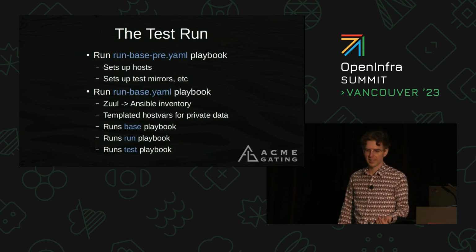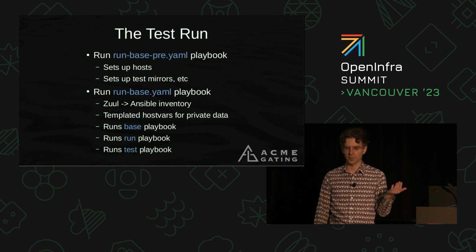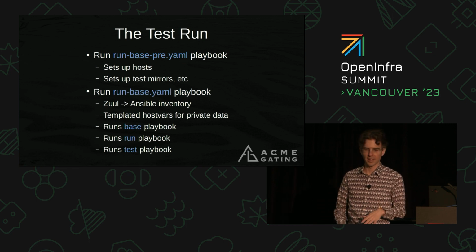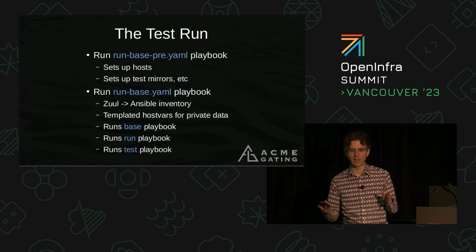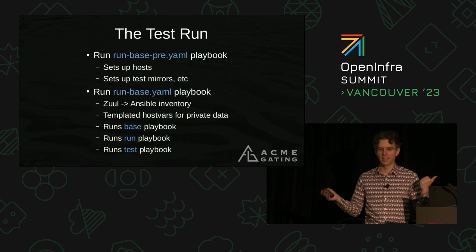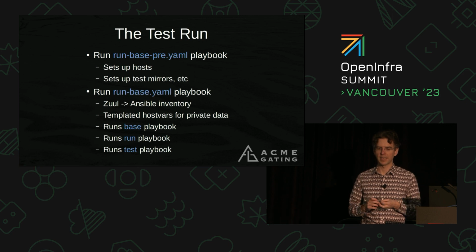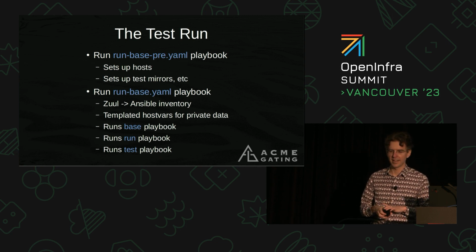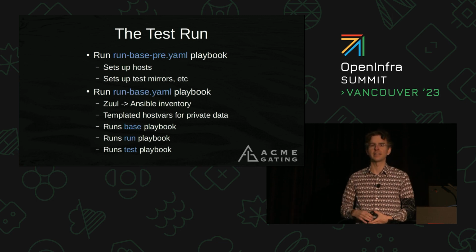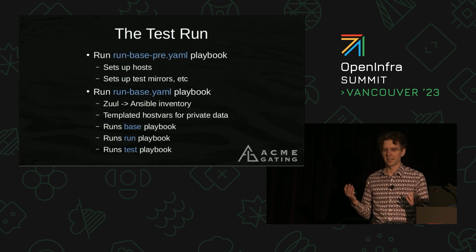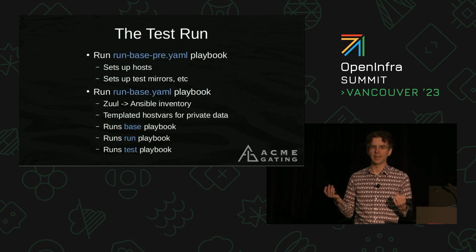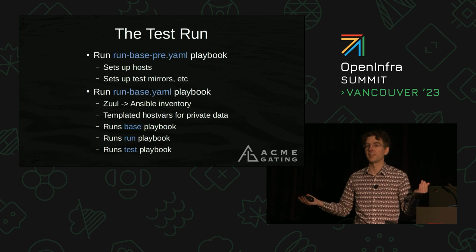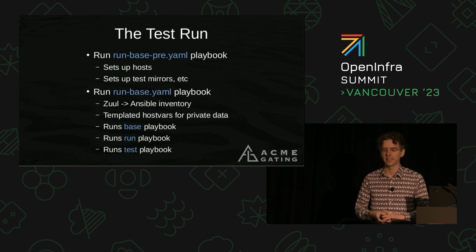So the test run, what it does is it starts off by running a playbook that we call the base pre-run playbook. That sets up our test hosts. It sets up any mirrors that we're using in our test environment, that sort of thing. And then we run the base playbook. And again, the purpose of this is to install our SSH keys and all that stuff, right?